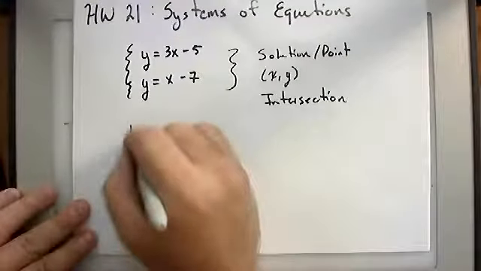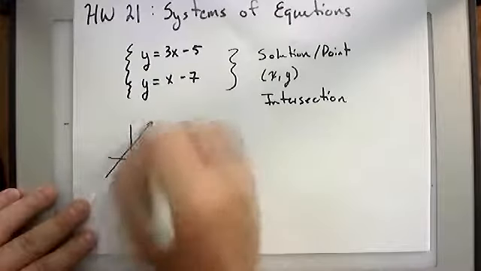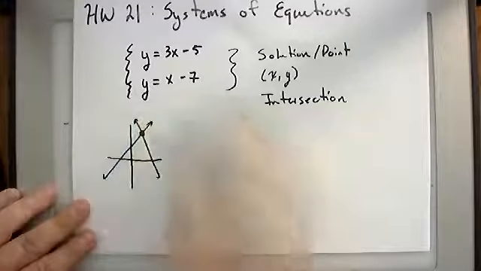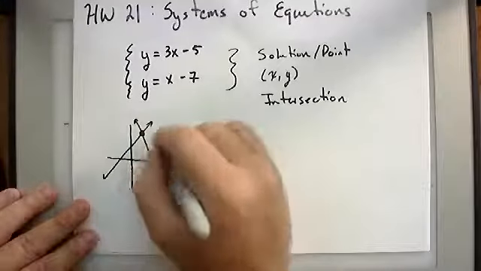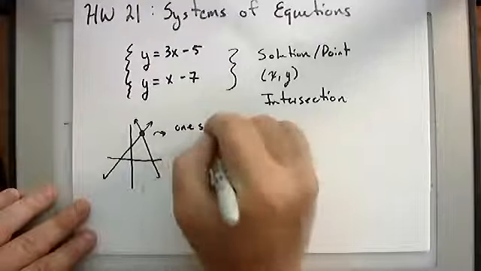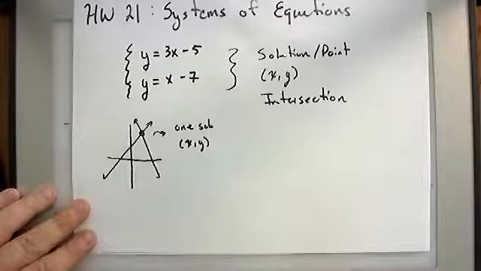If you think about it, how can two lines cross? And we're talking straight lines, right? You might have something like this, where two lines just cross and they meet somewhere out in the middle of nowhere. You have one solution, and it is x comma y, just like we just said.